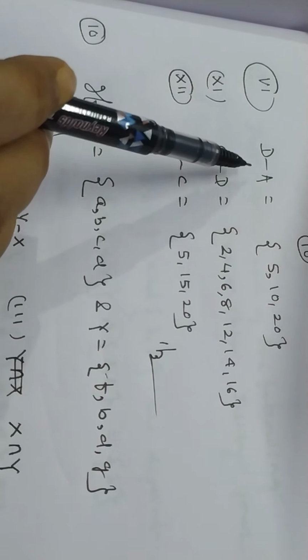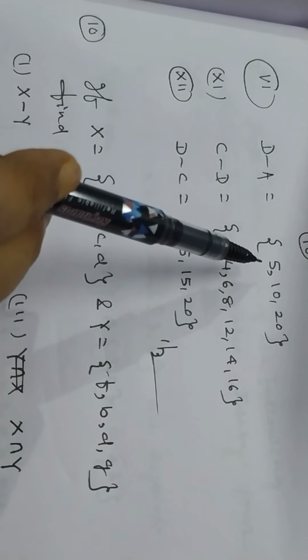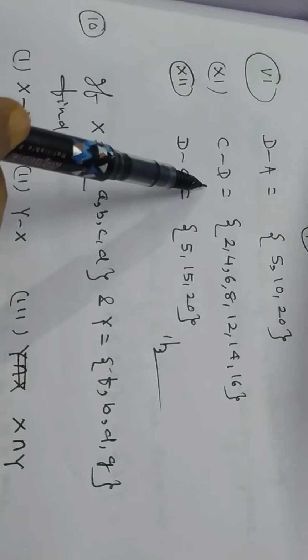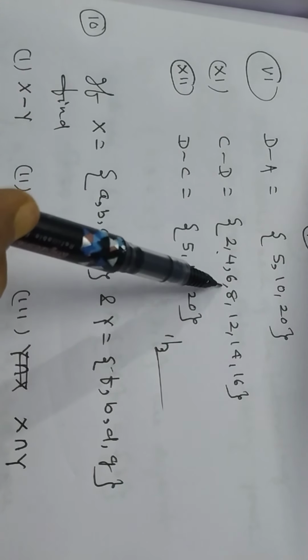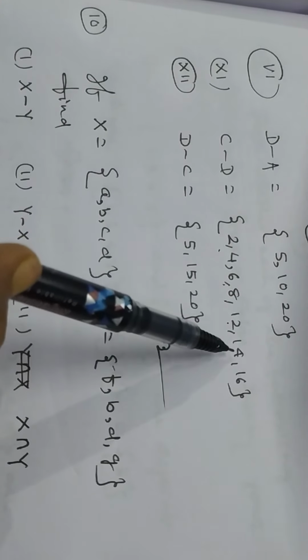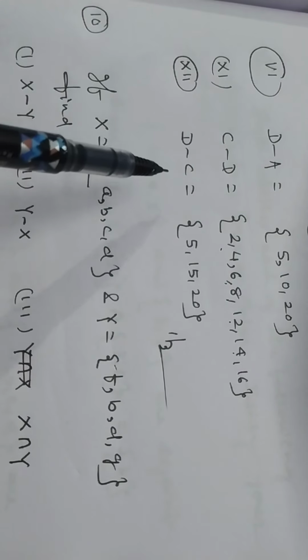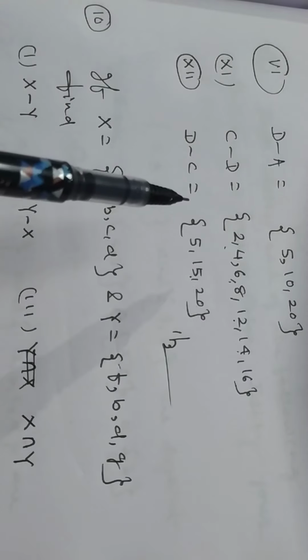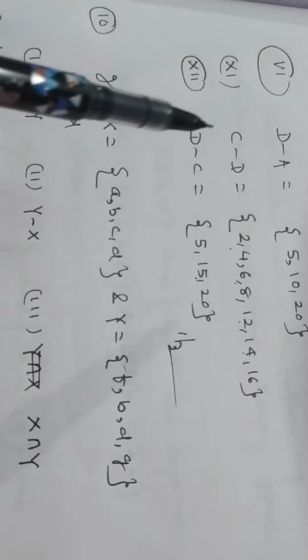So my dear student, you must keep in your mind while solving the problem the definition of difference of two sets. D minus A is 5, 10, 20. C minus D is 2, 4, 6, 8, 12, 14, 16. D minus C is 5, 15, 20. I hope you have understood it.